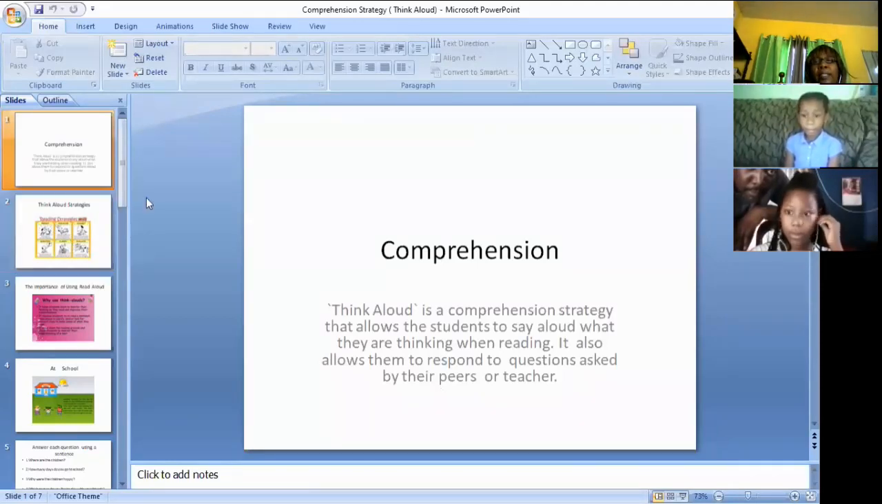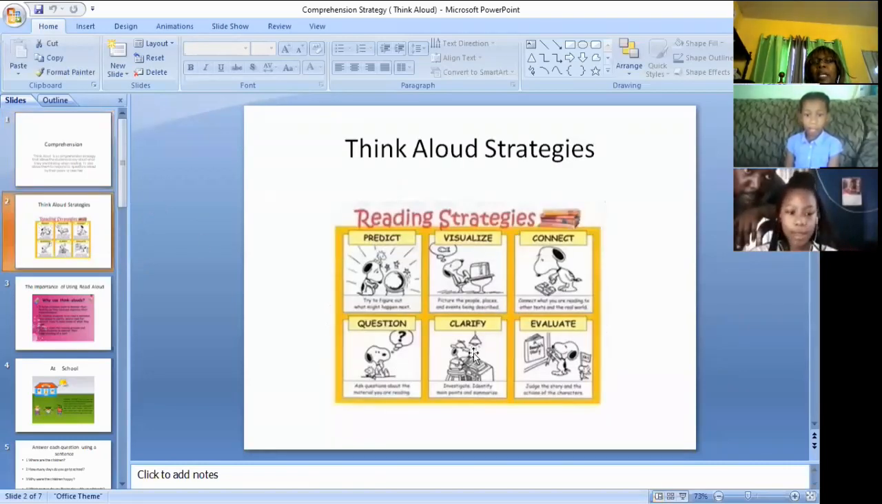Now let us look at this slide. Think aloud strategies. We're going to go through these strategies before we start the story so that you're able to participate well in that story.